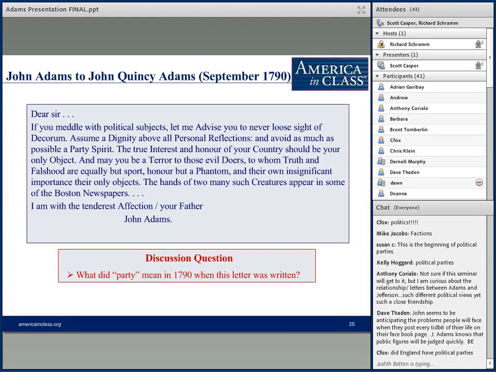This is going to be very different even within 6 or 7 years after that, when John Adams and Thomas Jefferson are rivals for the presidency.